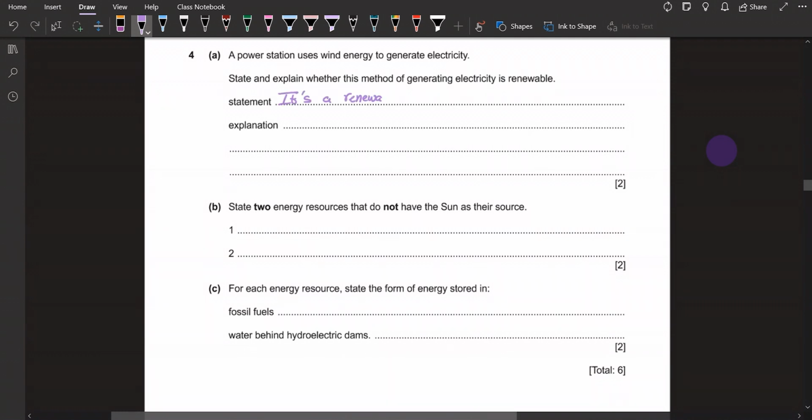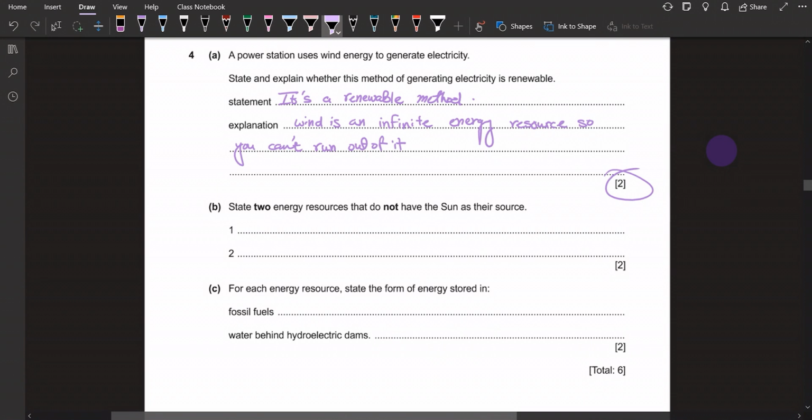It's a renewable method, and the explanation for this is going to be wind is an infinite energy resource, so you can't run out of it. And we get 2 marks for explaining and writing the statement.